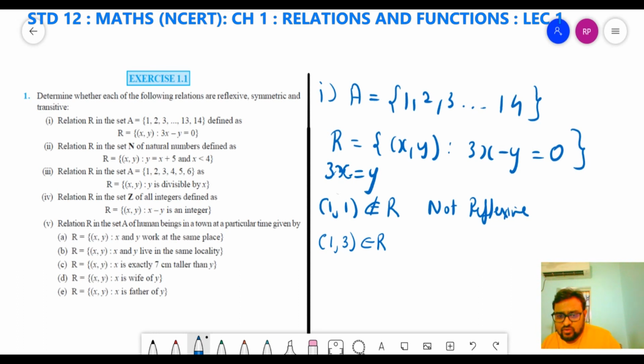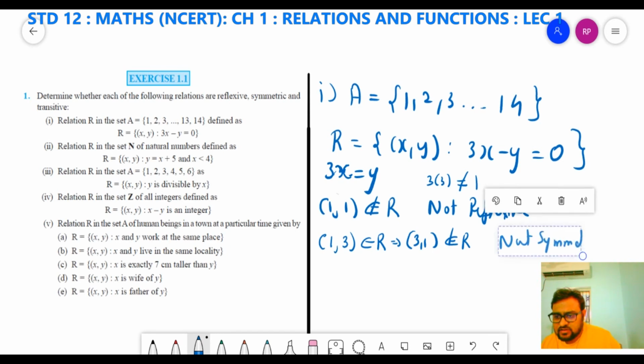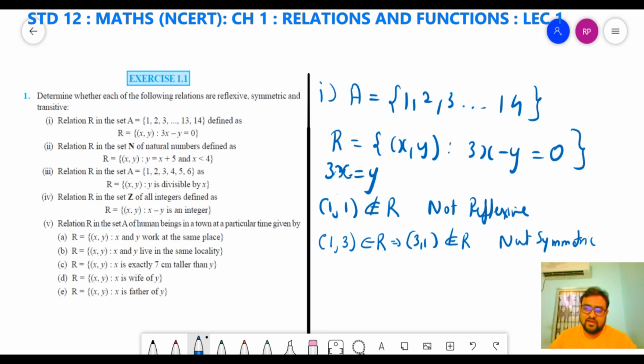Can I write down x as 3, 3 into 3 equal to 1? No, right? So that implies (3, 1) does not belong to R. Therefore, it is not symmetric. Okay, clear? So it is not reflexive, not symmetric.